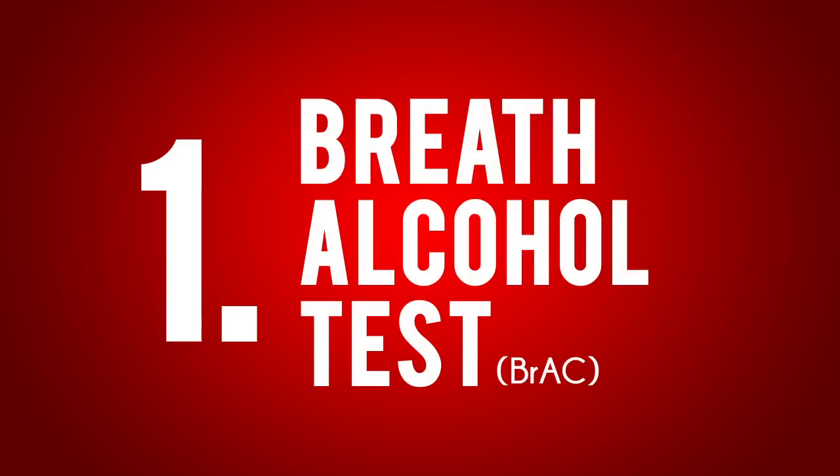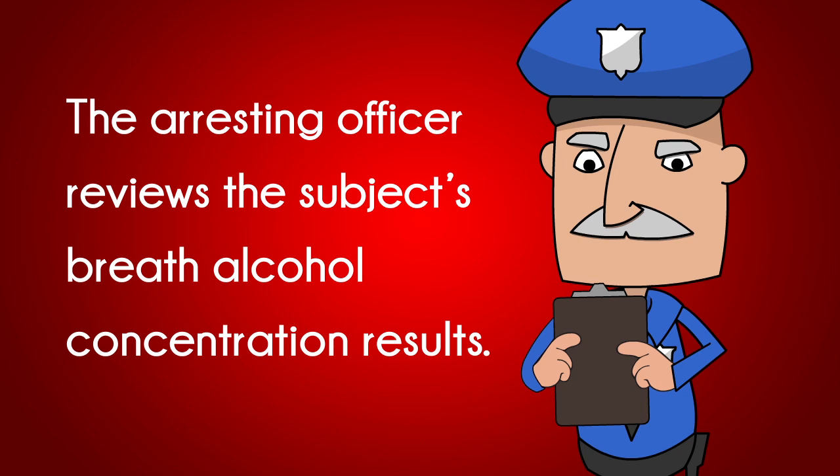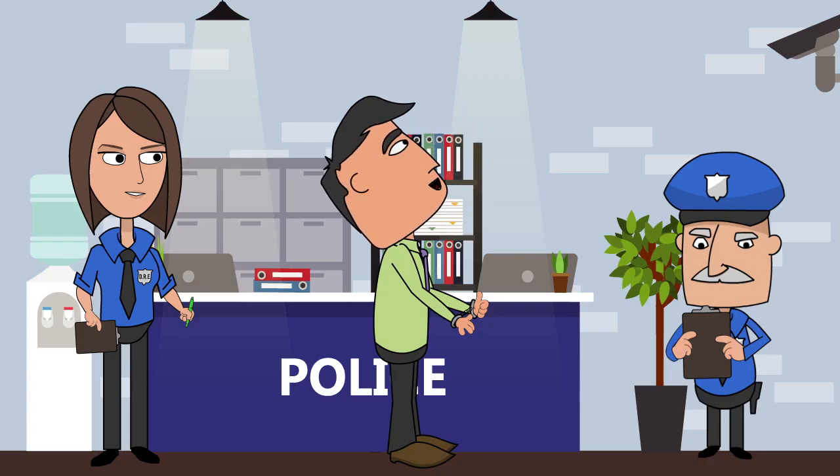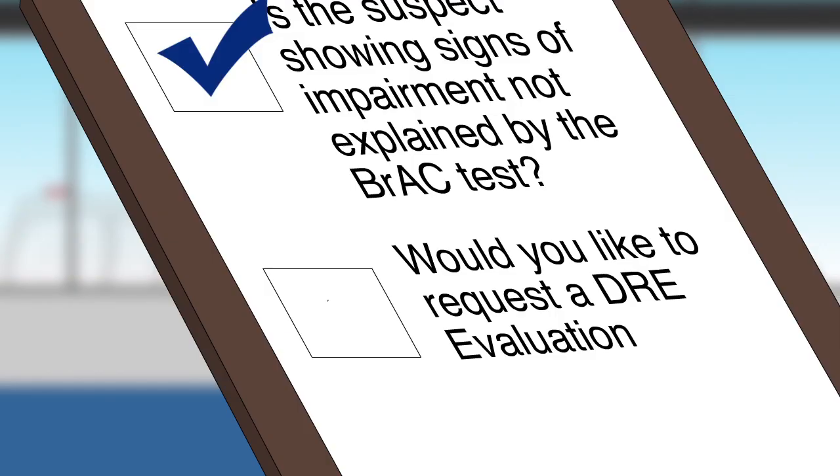These steps are: number 1, breath alcohol test. The arresting officer reviews the subject's breath alcohol concentration, BRAC test, to rule out alcohol as the primary cause of impairment. If the impairment is not explained by the BRAC, the officer will request a DRE evaluation.